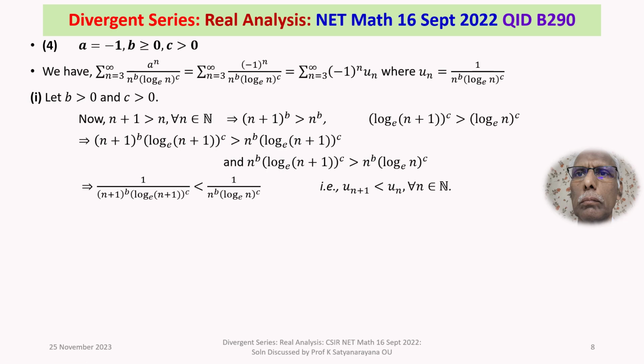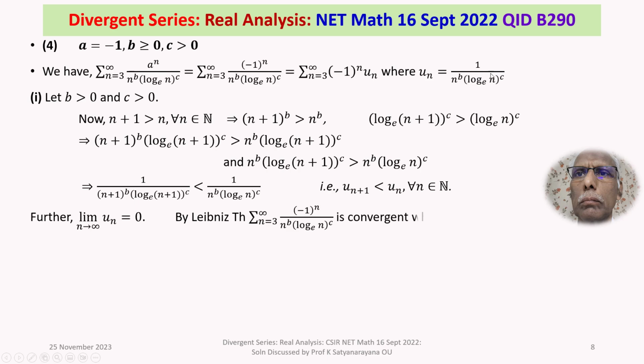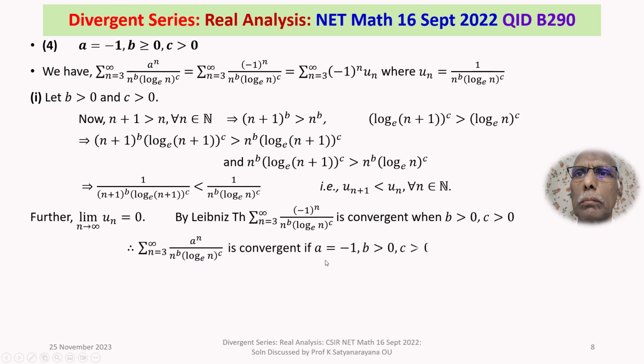That is the first condition of the Leibniz test. And further, limit n tends to infinity of un is 0. Un is this one, with b greater than or equal to 0, c greater than 0, therefore it is true. By Leibniz theorem, the series sigma n = 3 to infinity (-1)^n by n^b (log n)^c is convergent when b greater than 0, c greater than 0. What happens when b is equal to 0? We consider it in the second case. So this is convergent for a equal to minus 1, b greater than 0, c greater than 0.